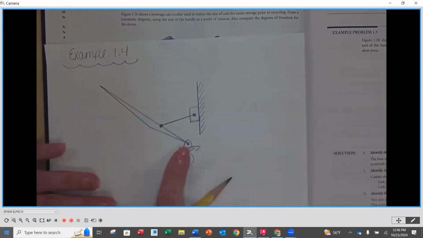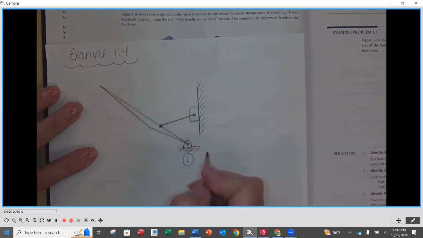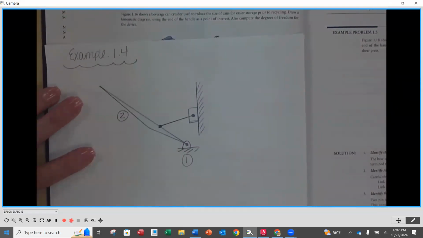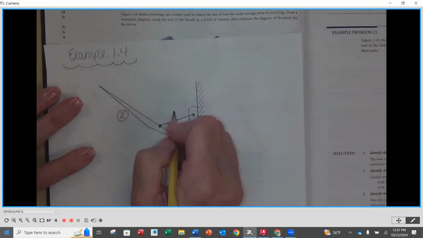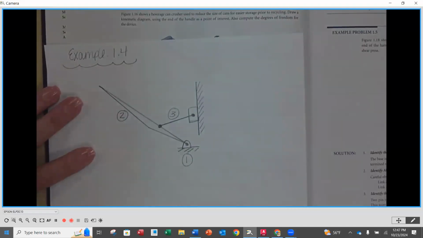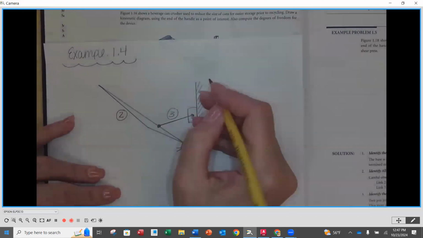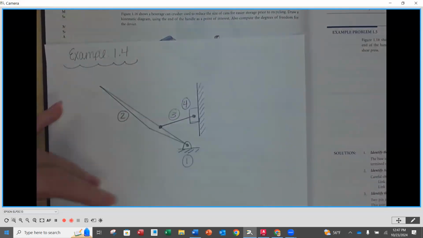Again, I like to start at that, and I like to then go and where is my input? My input is going to be this handle, so I'm going to call that number 2. I've got that coupler or connecting rod, that's going to be number 3. And then my output is going to be that crushing mechanism going up and down. So that's going to be 4.